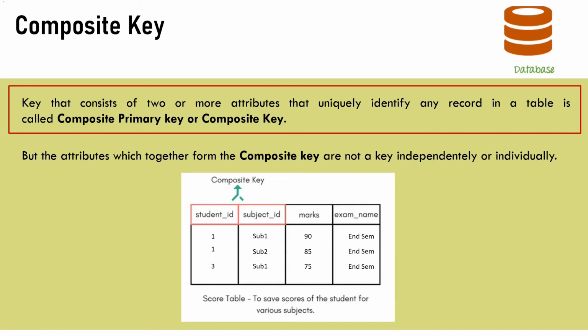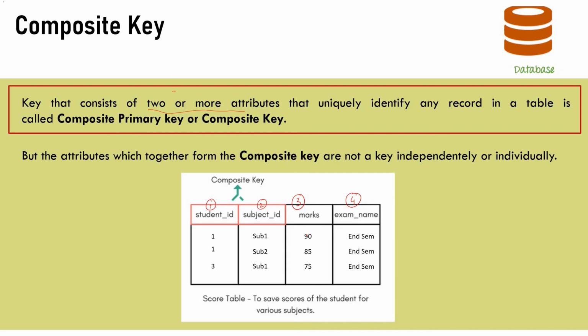Sometimes you will need this composite primary key concept very much. In some cases, you will find that one single attribute cannot serve as the primary key. In that case, maybe more than one attribute I have to choose as a composite primary key. Let's take an example. Suppose I have student ID, subject ID, marks and exam name. Now in this table, what I am trying to get is a score table. I want to get the scores or marks of individual students for various subjects.